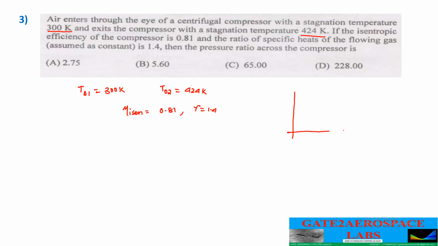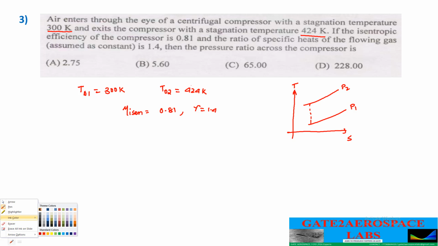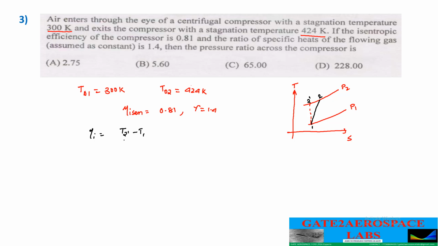See, for a compressor, if you draw the TS diagram, it will look something like this. This is P2, the delivery pressure, and this is the entry pressure. This represents the ideal isentropic process. This represents the actual process. This state is 1, this state is 2, and this state is 2 dash. Now the isentropic efficiency is defined as T2 dash minus T1 divided by T2 minus T1.